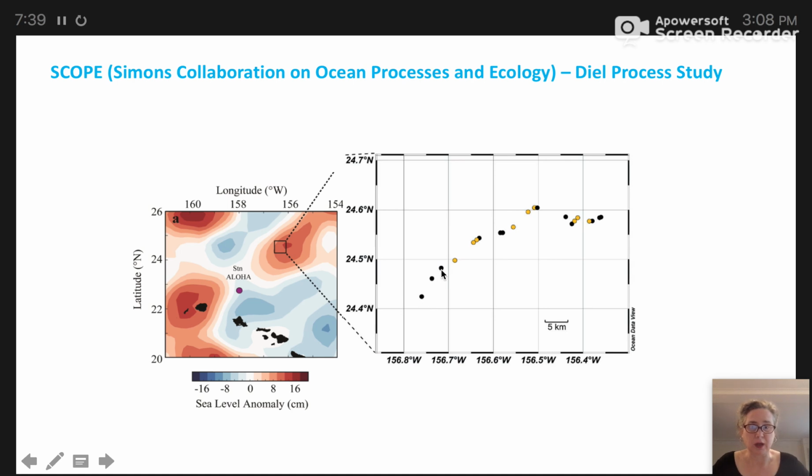Here, the dots indicate sample times and locations, and each of the dark dots means we sampled at night, and the yellow dots mean we sampled during the day.